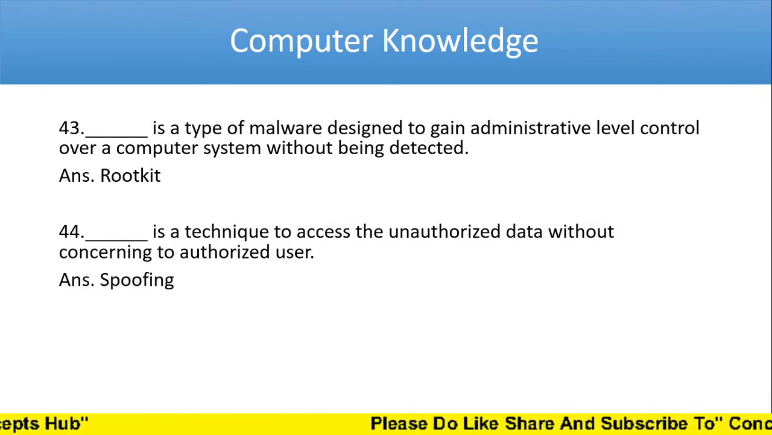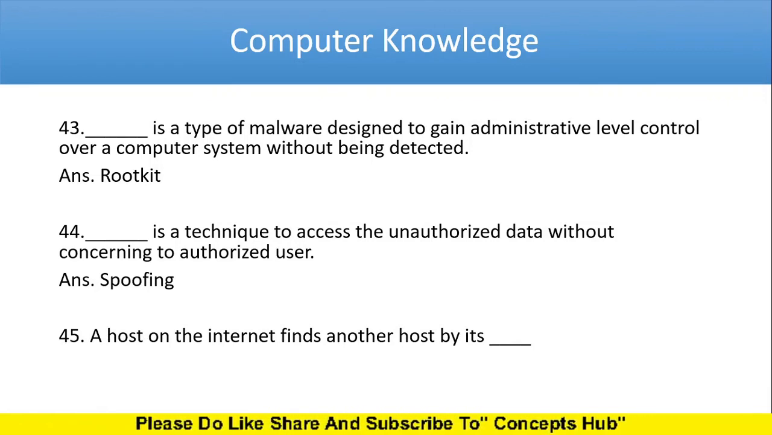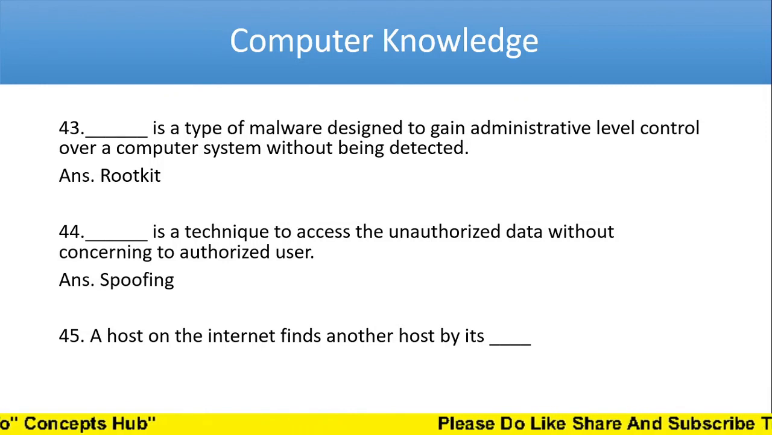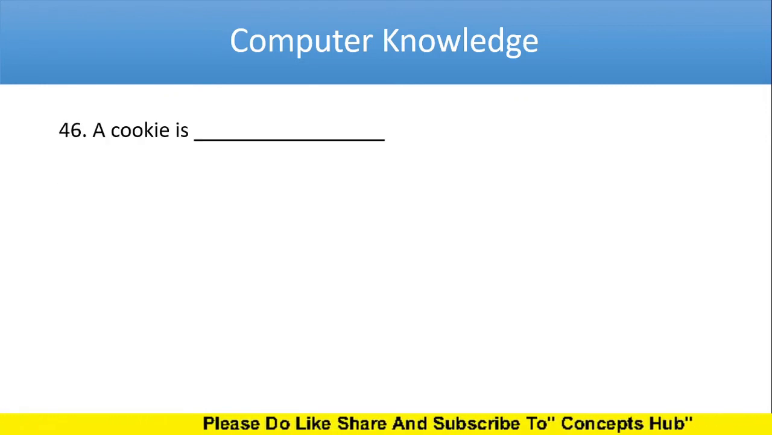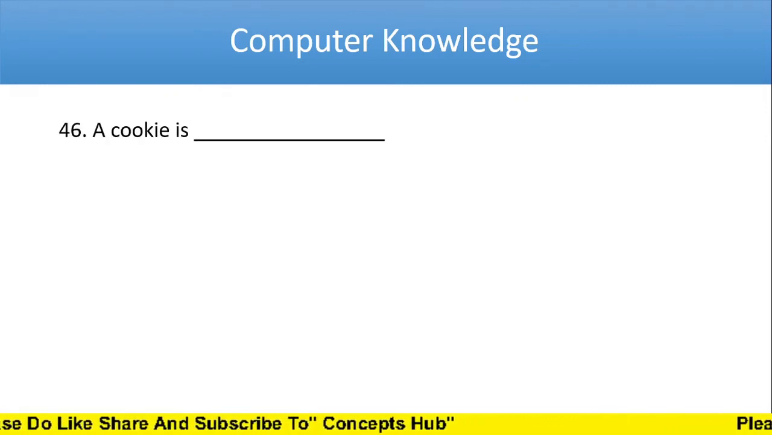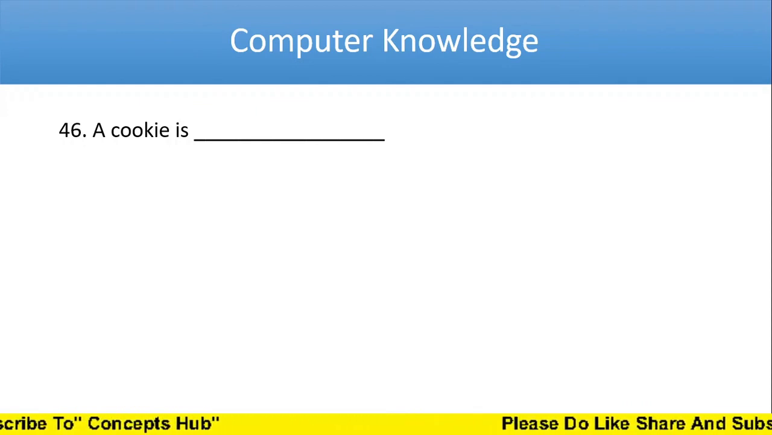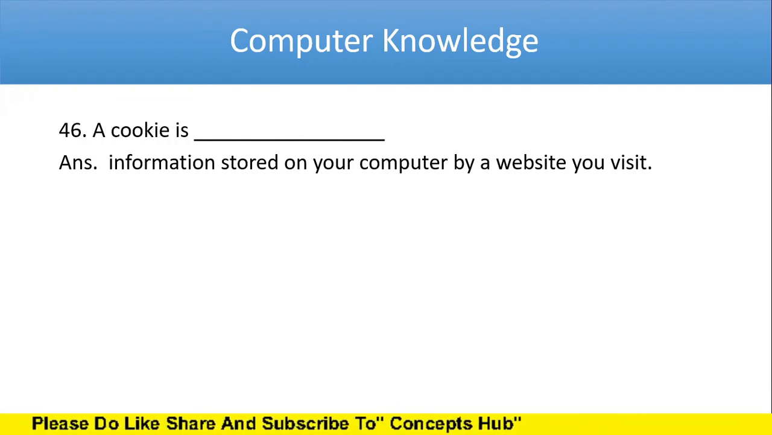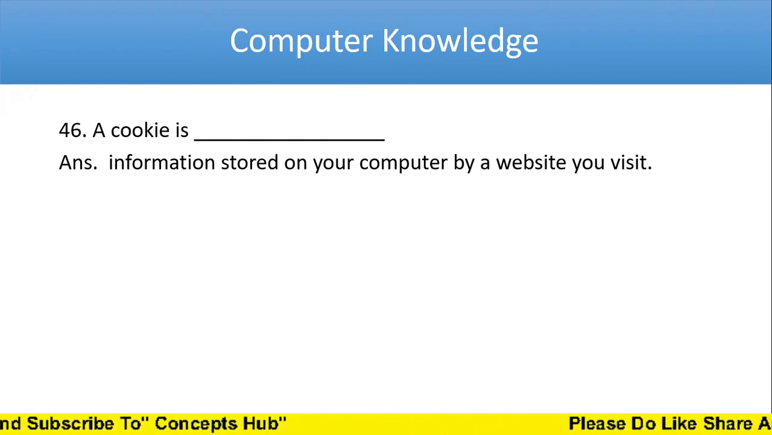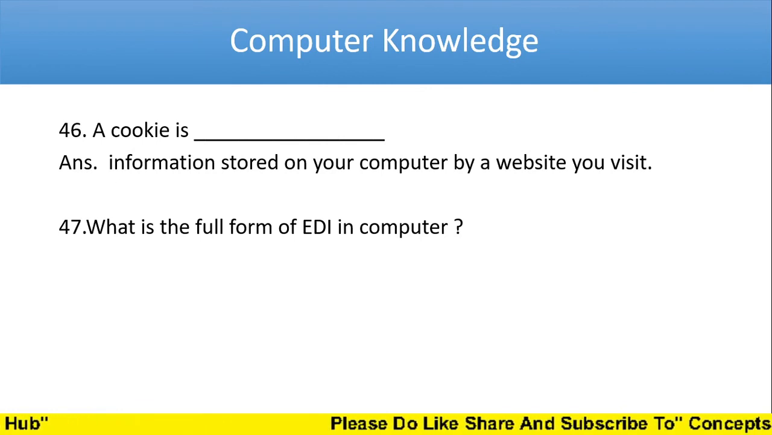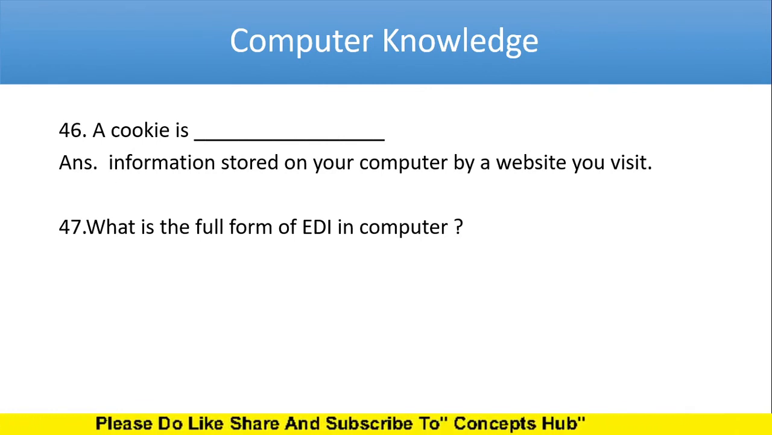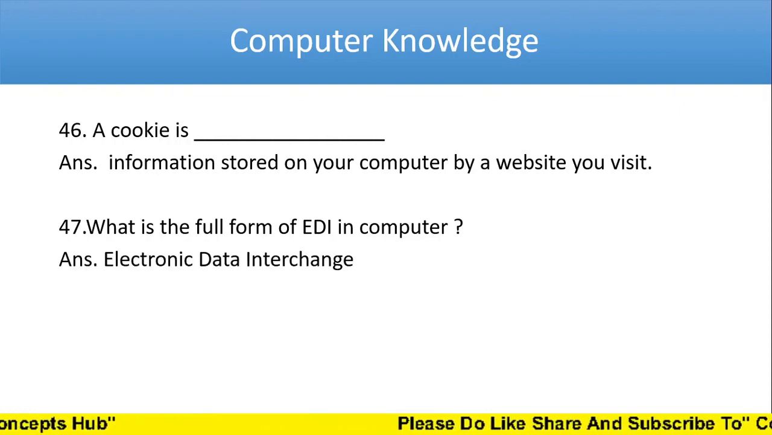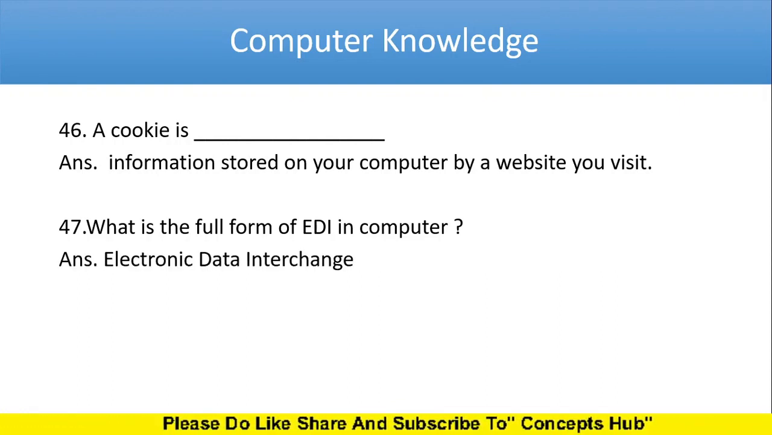The answer is spoofing. Next, a host on the internet finds another host by its IP address. Next, a cookie is a? Answer is an information stored on your computer by a website when you visit. Next, what is the full form of EDI? Answer is electronic data interchange.